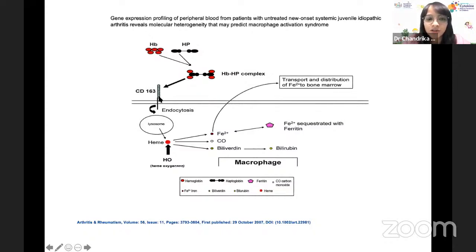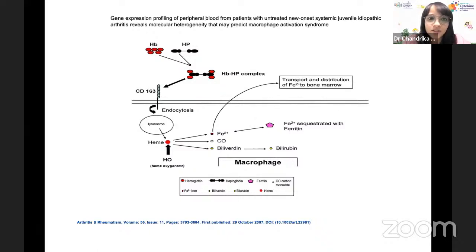which is present on the macrophage, which is then degraded to heme, and with the help of heme oxygenase, it is converted to either biliverdin, which is then excreted as bilirubin from the body, or to carbon monoxide, which is then exhaled out, or to iron, which is free iron, which is then sequestrated with ferritin and is either transported or distributed to the bone marrow.